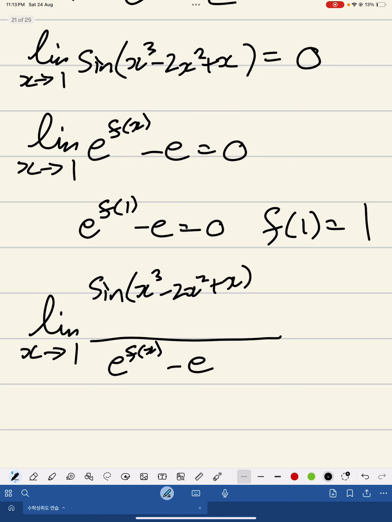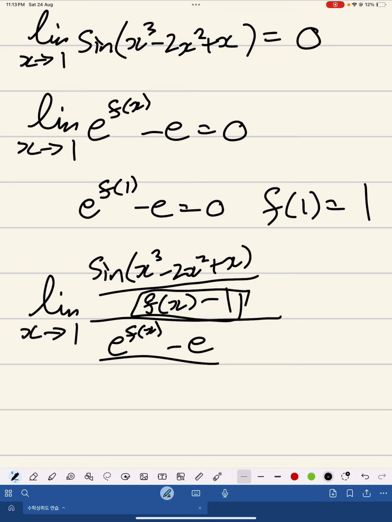What we can do is divide the numerator and the denominator by f(x) minus 1, because we know that f(1) is 1. Therefore, f(x) minus 1 will tend to 0. Therefore, the top part will become a 0 divided by 0 indeterminate form, and we must do the same thing with the denominator. So the bigger numerator and the denominator are all an indeterminate form of 0 over 0, all divided by 0 over 0. Therefore, the limit must still exist to 3 over e.